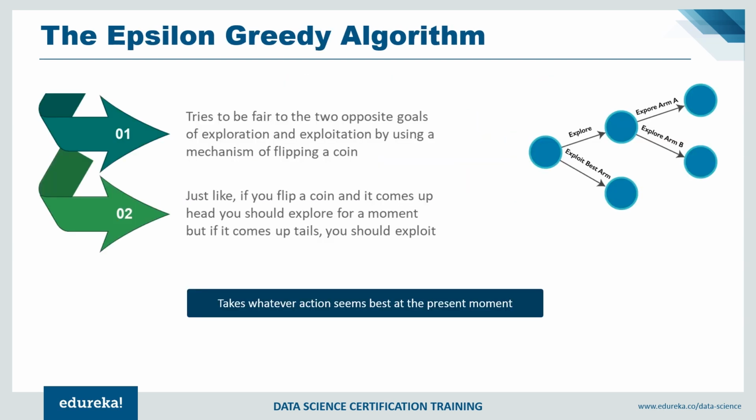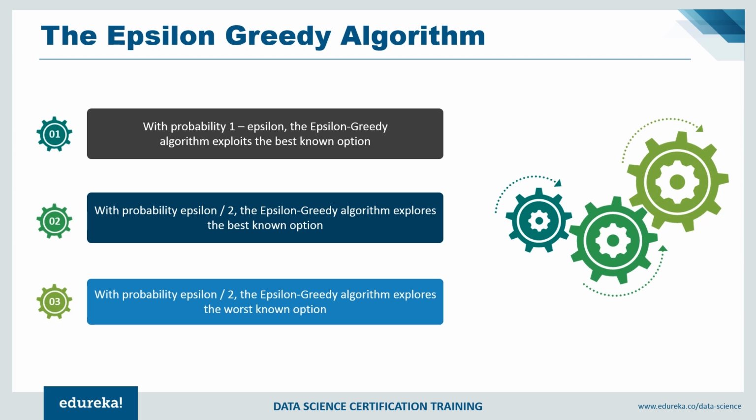Now here comes the epsilon greedy algorithm. It tries to be fair to two opposite goals of exploration and exploitation by using a mechanism of flipping a coin. Just like if you flip a coin and it comes up heads, you should explore for a moment, but if it comes up tails, you should exploit. It takes whatever action seems best at the present moment. So, with probability 1 minus epsilon, the epsilon greedy algorithm exploits the best known option. With probability epsilon by 2, the algorithm explores the best known option, and with probability epsilon by 2, it explores the worst known option.